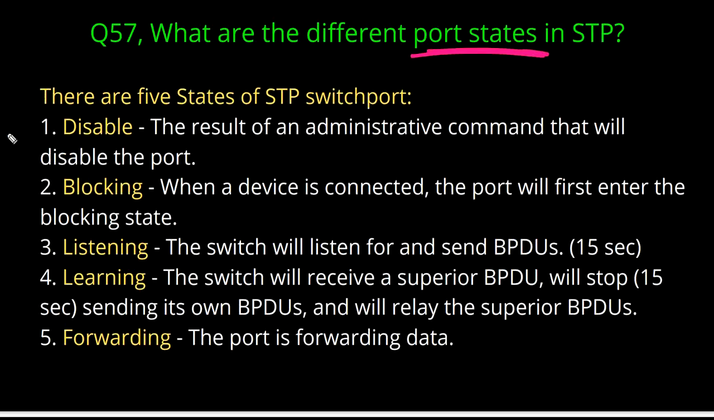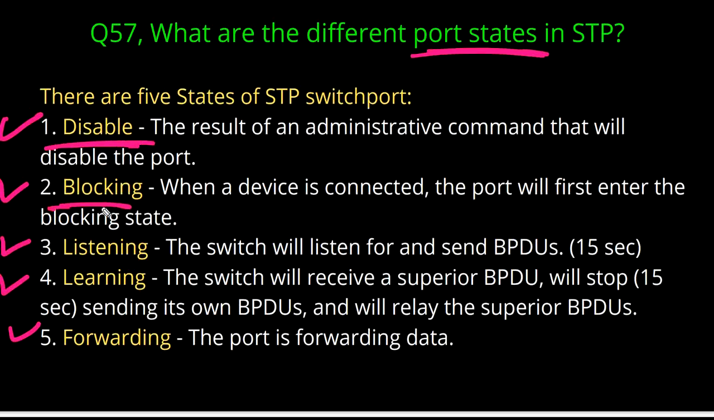First one is disable, second one is blocking, third one is listening, fourth one is learning, and fifth one is forwarding, right? So you can say disable means a port where you are not running STP protocol, right? That simple access port is known as a disable port in STP. Actually we are not running STP protocol on that port, so that port will be considered as disabled.